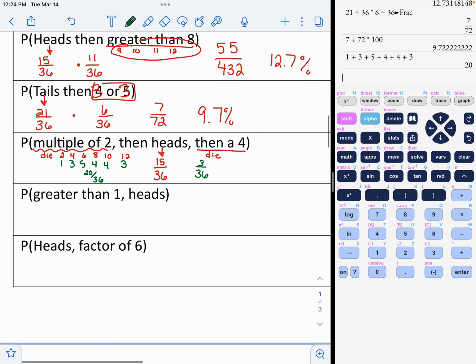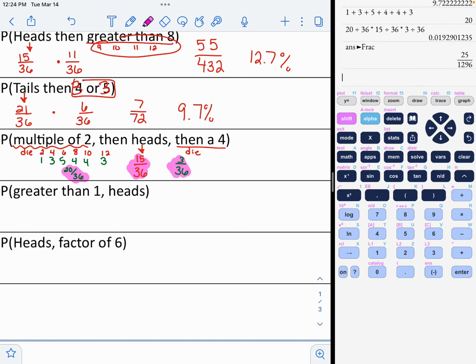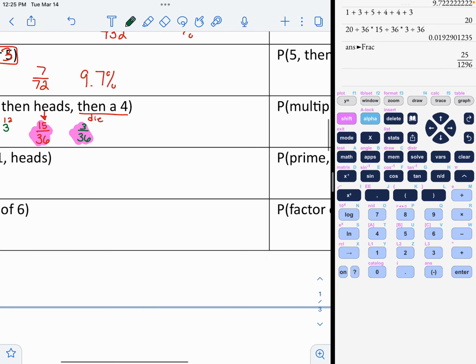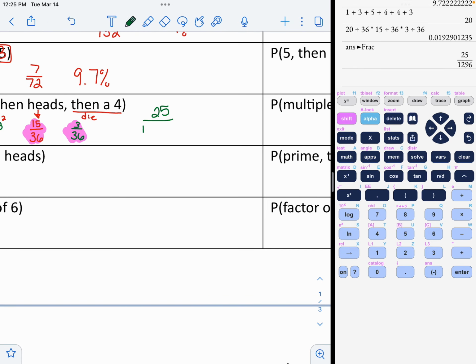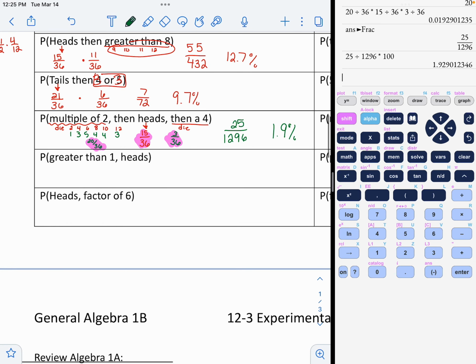So you're going to take your first fraction, I'm going to highlight them all because they're getting lost. Multiply your fractions. So 20 out of 36 for the first thing, times 15 out of 36, times 3 out of 36. Math, enter, enter. So the final answer is 25 out of 1,296 times 100, which is the percent of 1.9%. So very unlikely actually that would happen.